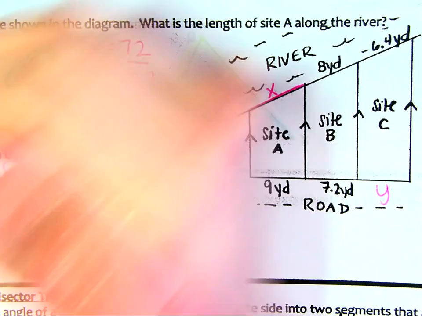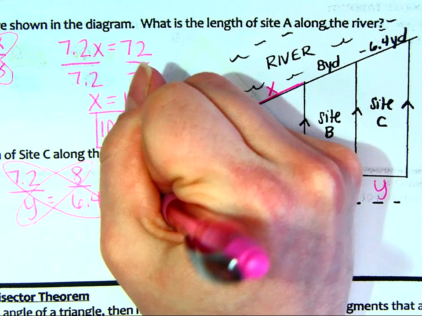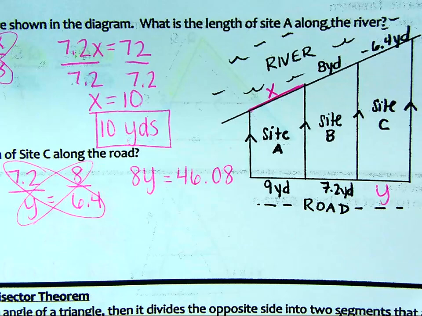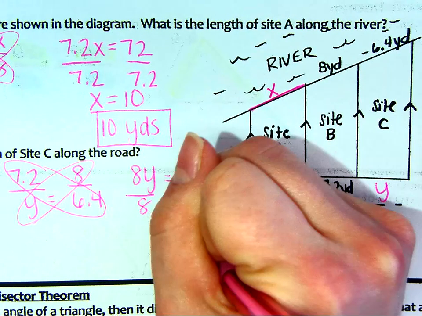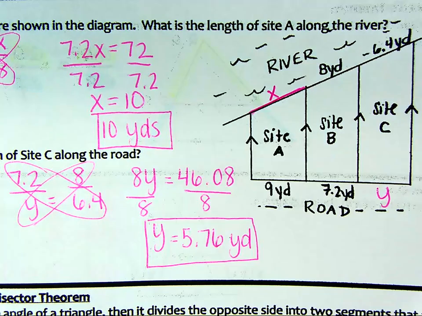Then I'm going to cross multiply, so I have y times 8, 7.2 times 6.4, so I get 8y, and this time I get a decimal, it's 46.08. Divide both sides by 8, and so we get y is 5.76 yards. And that is our distance of site C along the road.